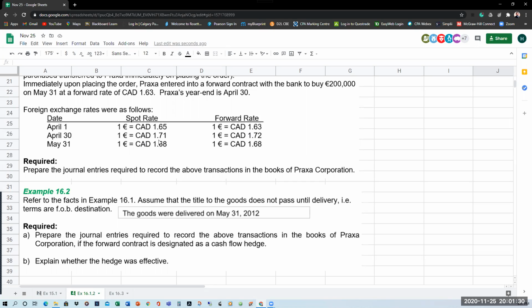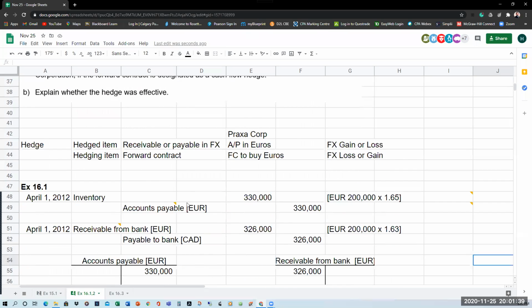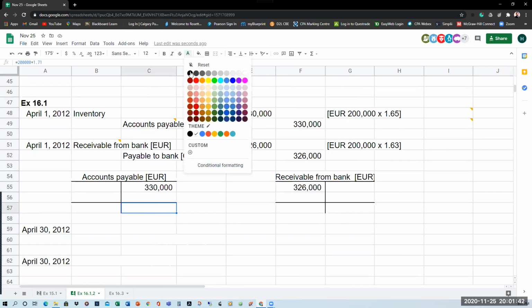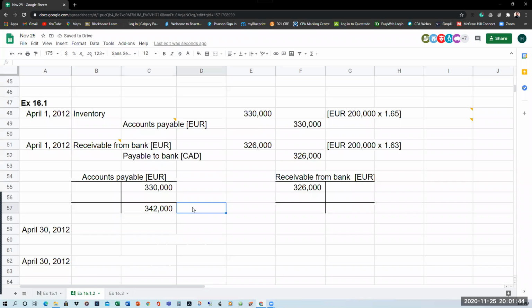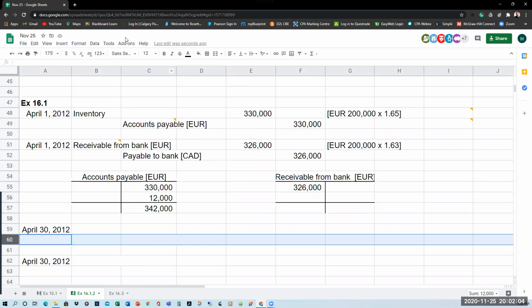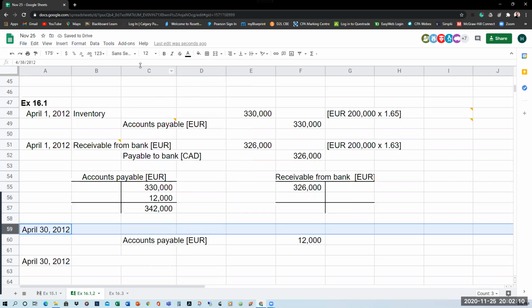As of April 30th, the accounts payable of 200,000 euros has to be measured using 1.71. If you multiply 200,000 euros by 1.71, you'll get $342,000. Our accounts payable value went up; the liability went up. So how do you record it? The liability went up, so you credit the accounts payable liability and debit FX loss.